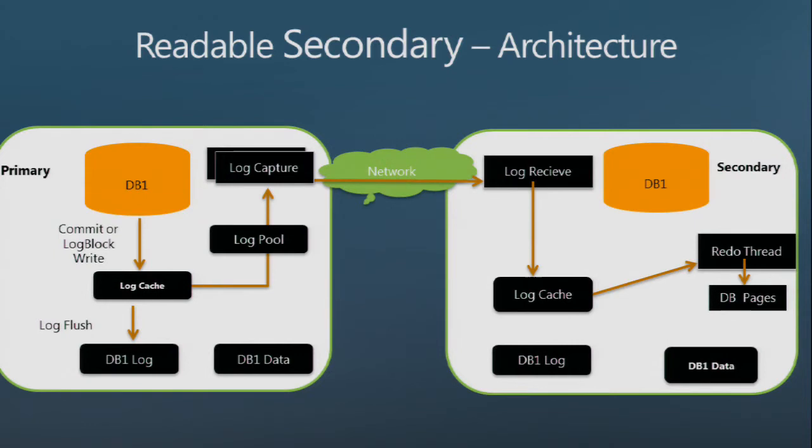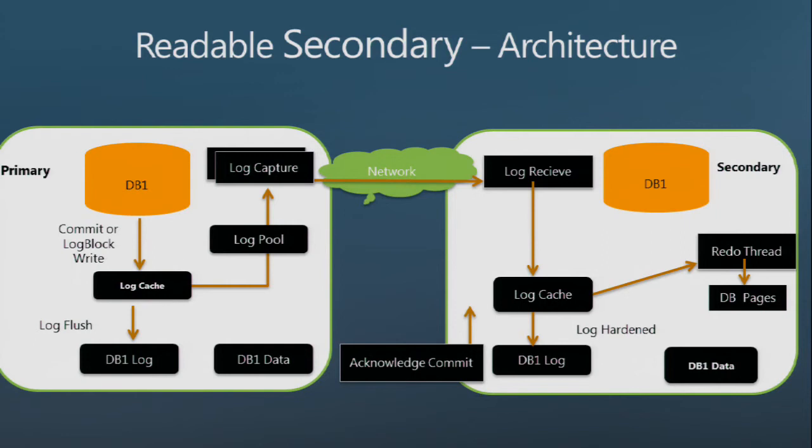Now, when the log cache on the secondary replica becomes full, or it receives a commit log record, it hardens the content of the log cache onto the log disk on the secondary replica. If the secondary replica was configured to run in sync mode, it will send an acknowledgement on the commit to the primary node indicating that it has hardened the transaction, and so it is safe to tell the user that the transaction is committed.